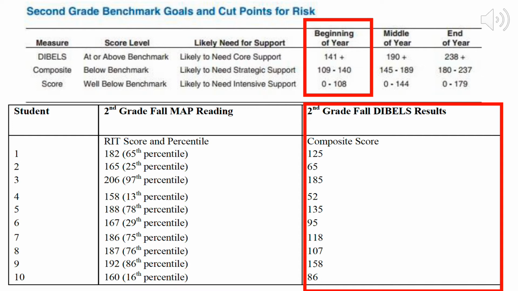If you'll see the smaller text box at the top of the slide, I've highlighted beginning of the year. So you'll note that if you got a 141 or above, you're probably at or above the benchmark. If you got between a 109 and a 140, you're kind of below the benchmark. And if you got between a 0 and a 108, you're well below the benchmark. So take a second to analyze these data in those terms. Are they at or above benchmark, below benchmark, or well below benchmark?